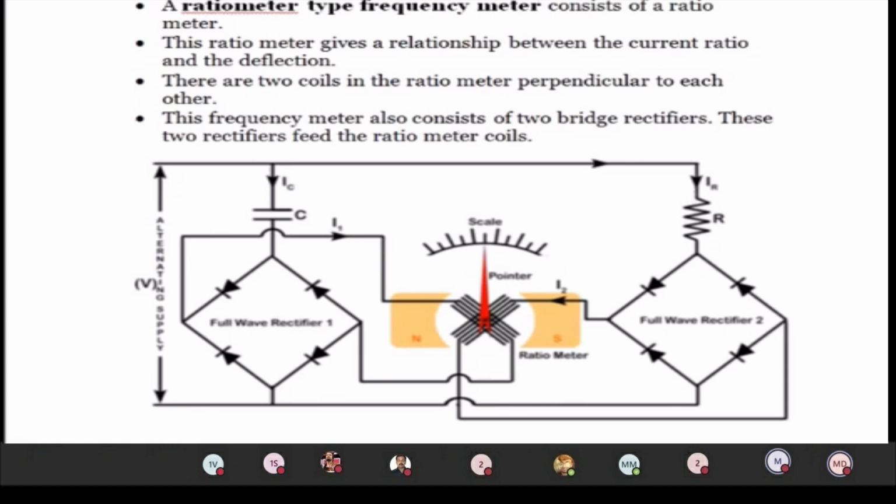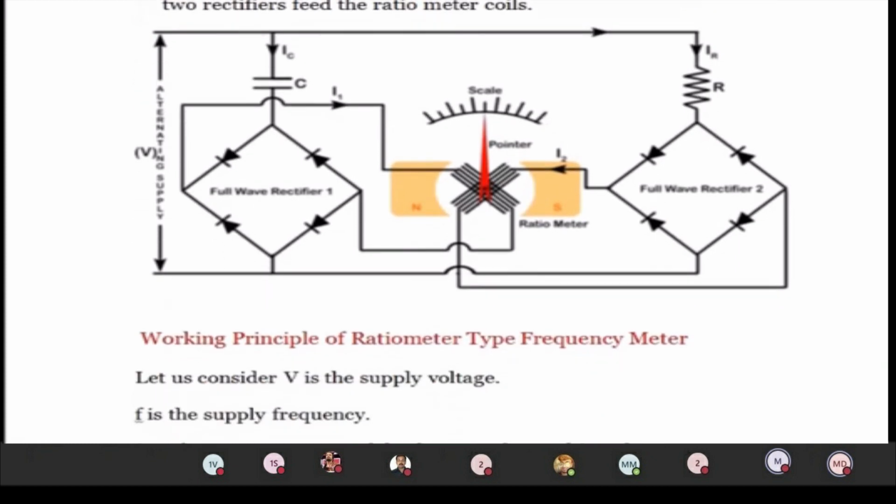By seeing the diagram itself, we can say what is the construction of the ratio meter type frequency meter. It has two full wave bridge rectifiers. The first bridge rectifier is connected with a capacitor at the input side, and the second rectifier is connected with a resistor at the input side.